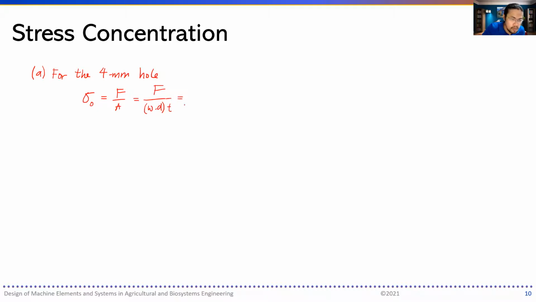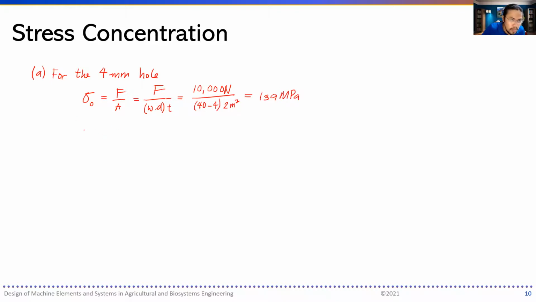Okay. I think there's a problem with the formula a while ago. Anyway, please just check. So it's 10,000 newtons over 40 minus 4 times 2, and it's going to be m squared now. Okay, I'm simplifying. This is going to be 139 megapascals.